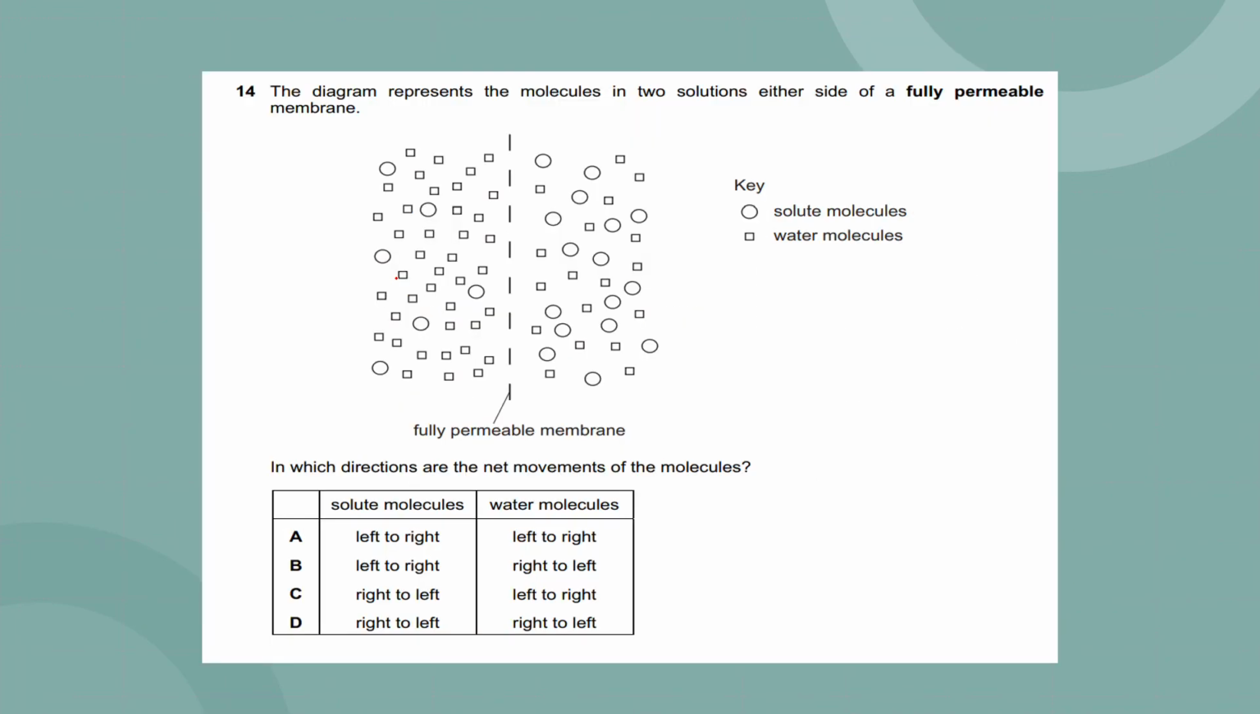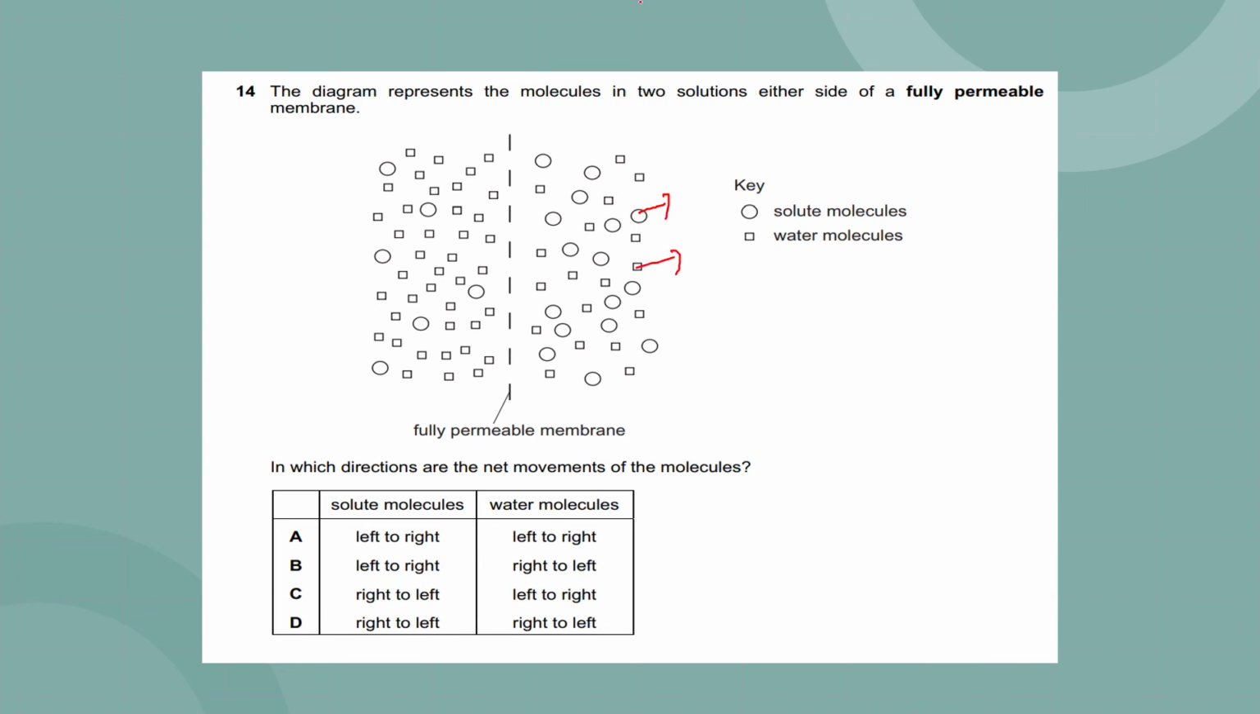Now, the diagram represents the molecules in two solutions, either side of a fully permeable membrane. So here is a fully permeable membrane. A fully permeable membrane is a membrane which allows all particles to pass in and pass out. An example of a fully permeable membrane would be your cell wall, which is only present in plant cells and bacterial cells. We will look into bacteria in the next video. So the larger ones are the solute particles. So these are solute and these are water.